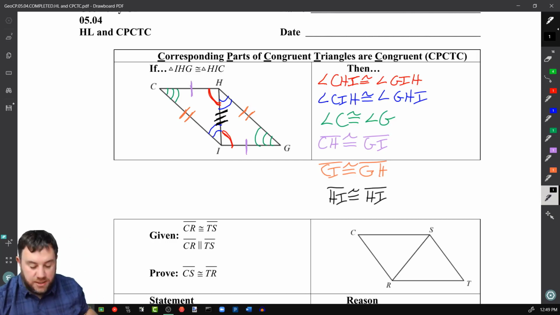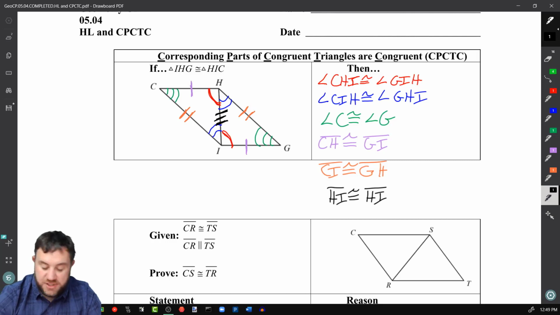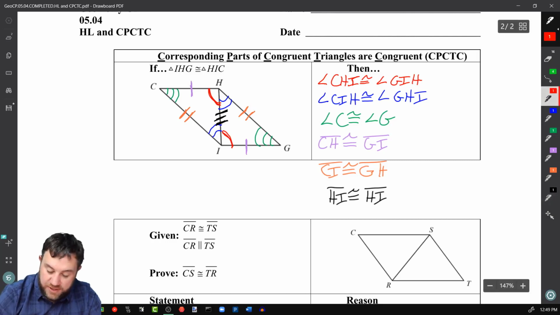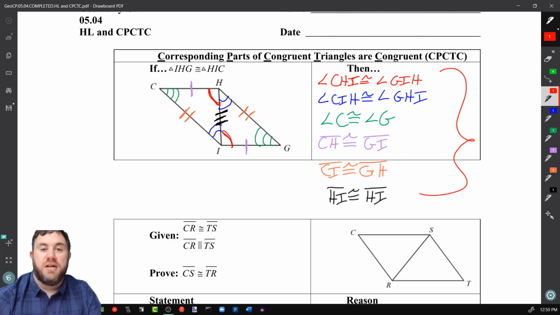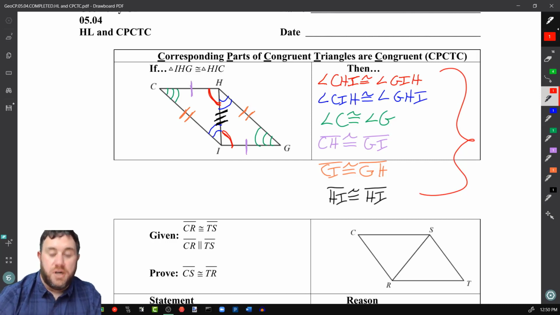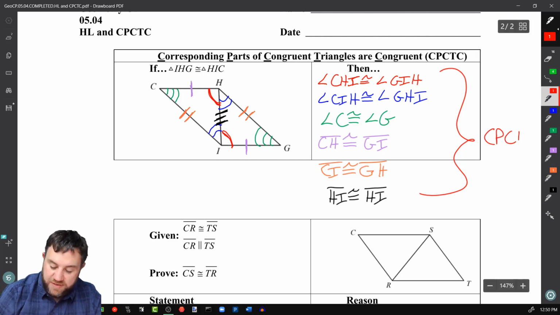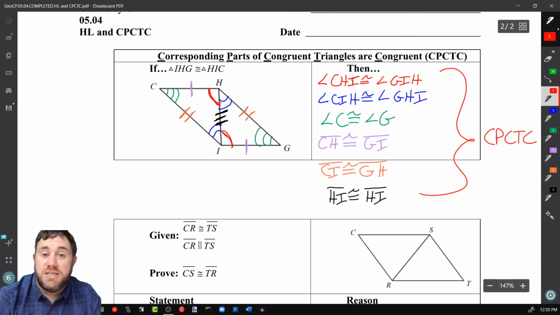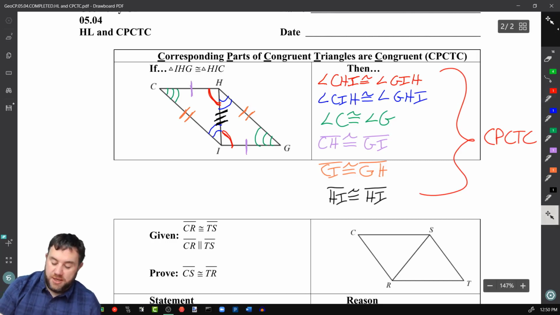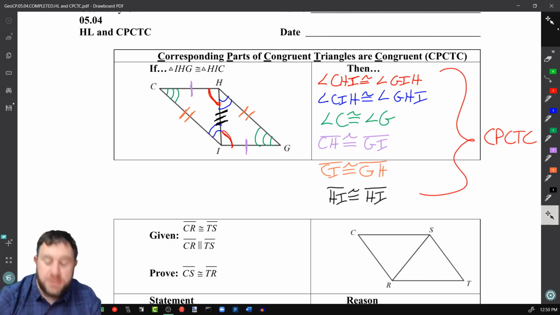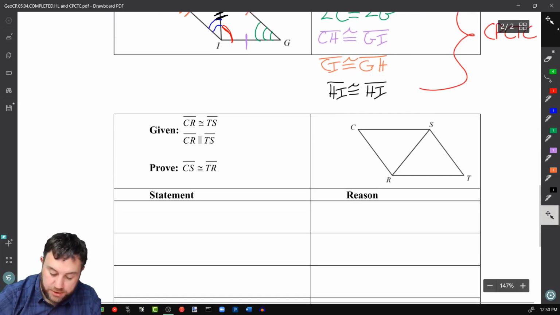So based on our congruency statement for the triangles, we're able to make 6 different statements, and the reason for all of these is corresponding parts of congruent triangles are congruent, and we abbreviate that with CPCTC. Corresponding parts of congruent triangles are congruent.